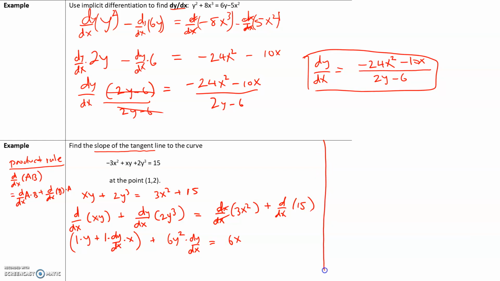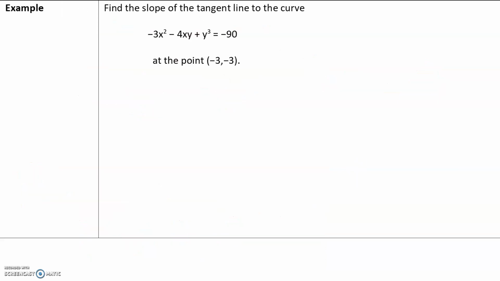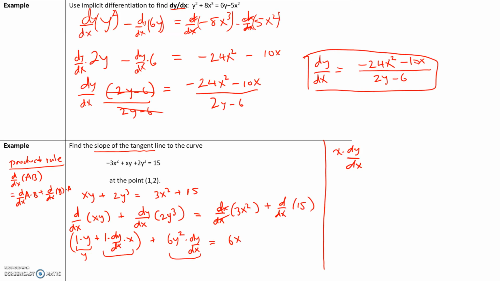Now, if I want to solve for dy/dx, I need to get all the dy/dx's on one side and move everything else to the right. So this term has a dy/dx, and this term has a dy/dx. So the 1 times y, which is y, needs to move to the right. I'm going to simplify this a little bit. 1 times x is x, so I get x times dy/dx plus 6y squared times dy/dx equals 6x minus y.